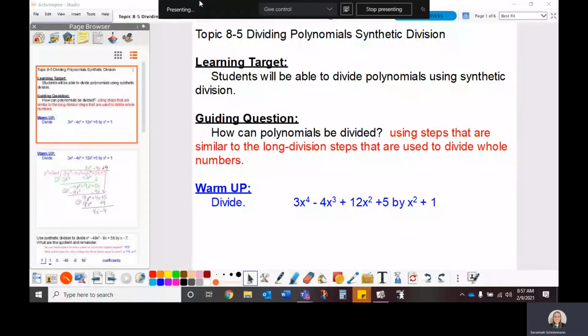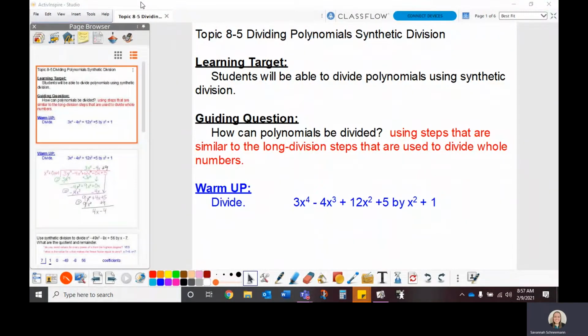Hi guys, how's it going today? We are going to be going over topic 8.5, dividing polynomials using synthetic division. So yesterday we did long division, today we are doing a shortcut called synthetic division, okay?